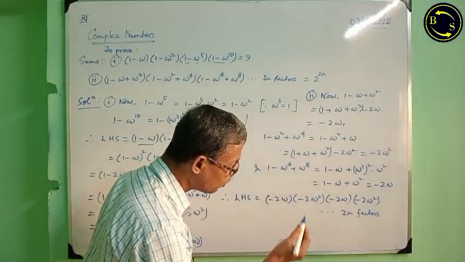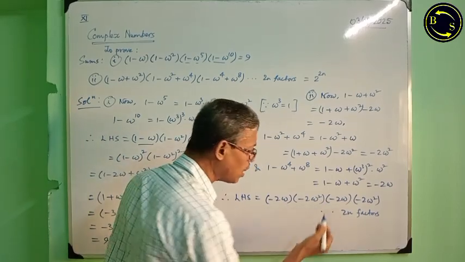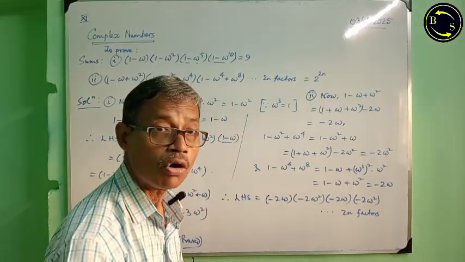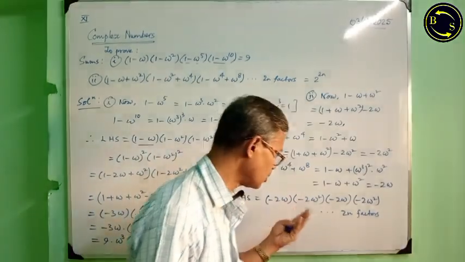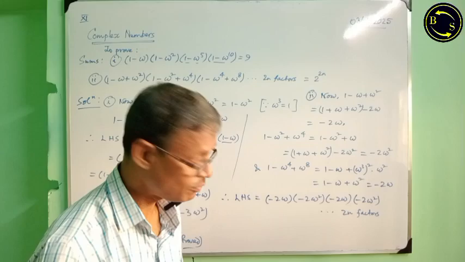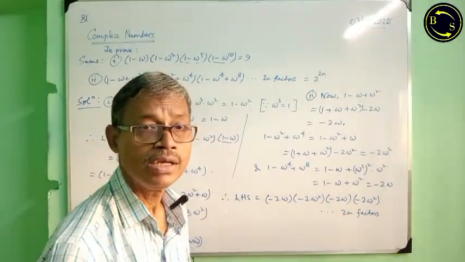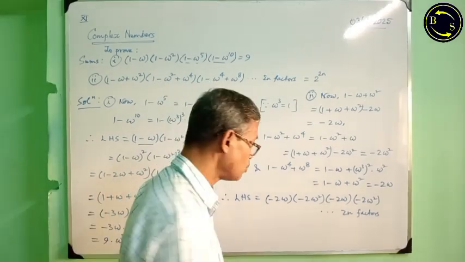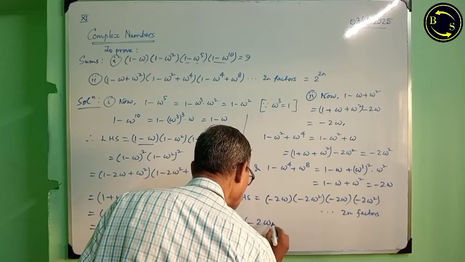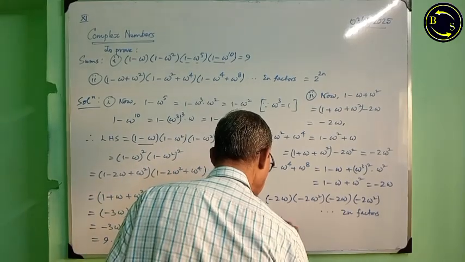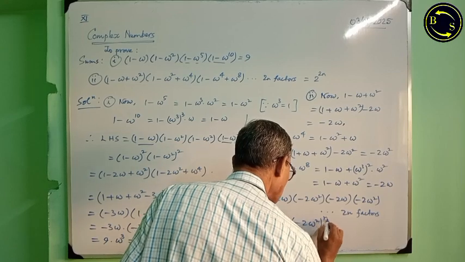Now we follow that minus 2 omega is occurring how many times? Since there are 2n factors, therefore minus 2 omega will occur n times, and the remaining, that is minus 2 omega square, will occur also n times. Therefore, I can express that as minus 2 omega whole to the power n into minus 2 omega square whole to the power n.